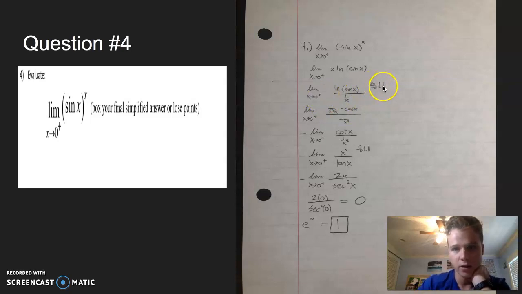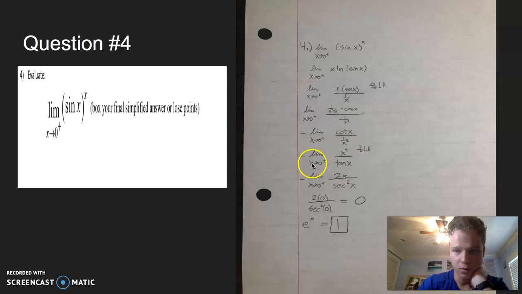And then I used L'Hopital's rule to find the derivative of the numerator and the denominator, because it's infinity over infinity. And I found those derivatives to be 1 over sine x times cosine x divided by negative 1 over x squared. And I changed that to be cotangent x, because that's what cosine x over sine x simplifies to. And then I took the negative out of the denominator. In the next step, I switched x squared to the numerator, and I made the denominator tangent x, because cotangent is 1 over tangent x.